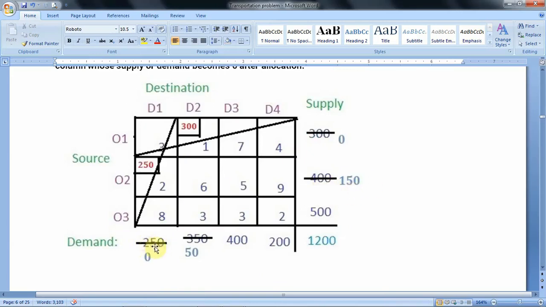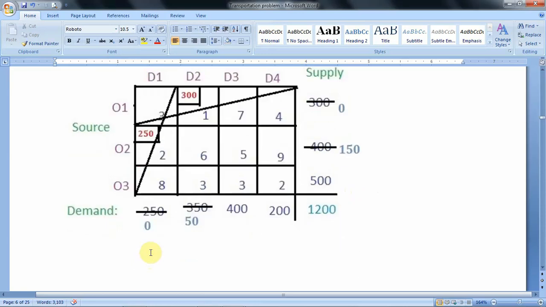So here the first column is satisfied because 0 units are left. So the first column, that is D1, is satisfied. So first row over and first column over.